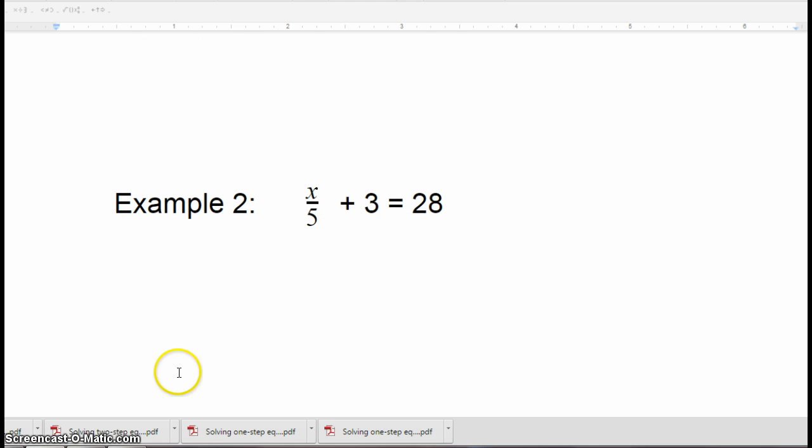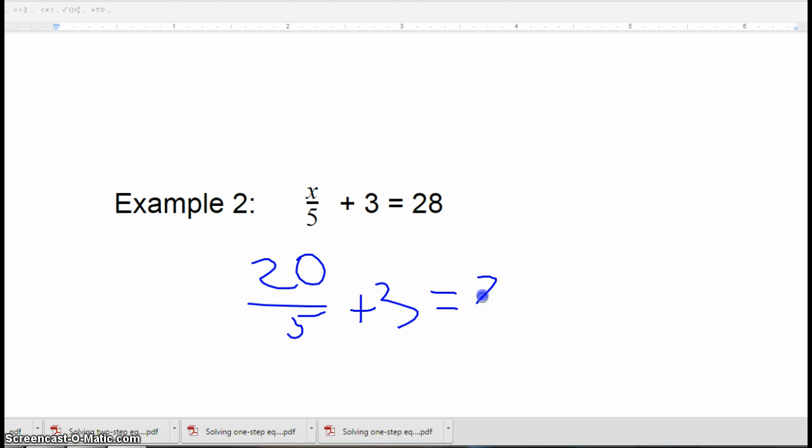Try example 2. What divided by 5 plus 3 gives me 28? Oh, I don't know. Is it 20? 20 divided by 5, that's 4, plus 3. That doesn't give me 28. That's not it, so I pull out my eraser and I'm guessing. Guess some more. It must be a pretty high number.